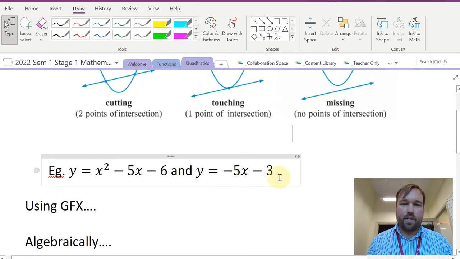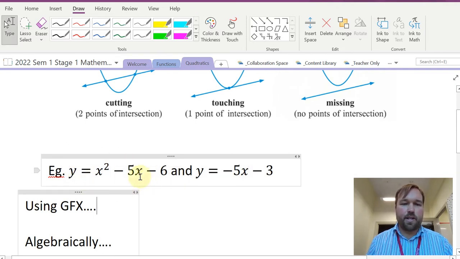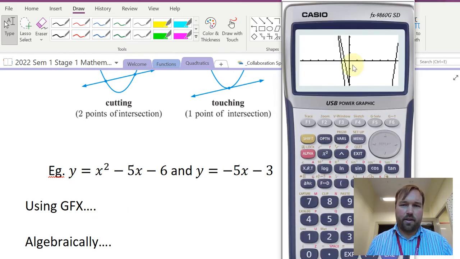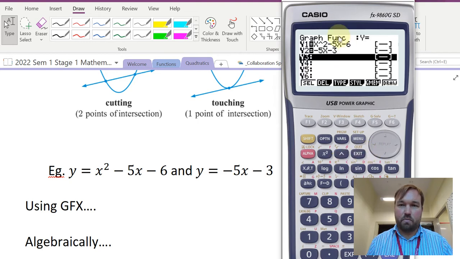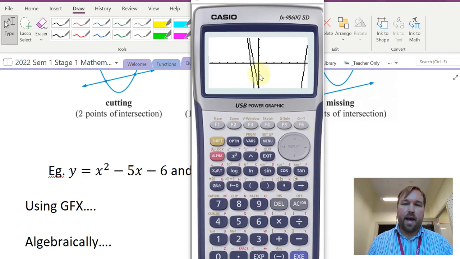Let's consider these two equations rather. y equals x squared take 5x minus 6, and y equals 5x take 3. Now, one way to do this is using the graphics calculator, which is a completely legitimate way to do it. So if you're doing this in the calculator, in graph mode, you would put them in there, and then you would hit equals. Hit draw, and it does this to you.